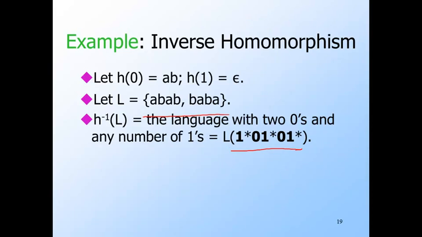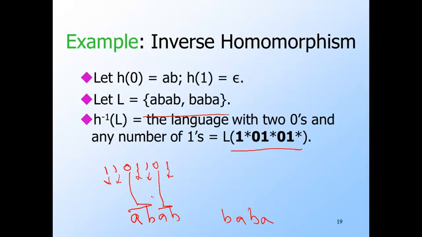To see why, let's look at the two strings in L, ABAB and BABA. A string like 1101101 maps to ABAB. The ones disappear as they go to the empty string, and the first zero goes to that AB, the second zero goes to that AB. But nothing can go to BABA, because a zero, say, has to cover that AB in the middle. That's the only way you can map a zero.